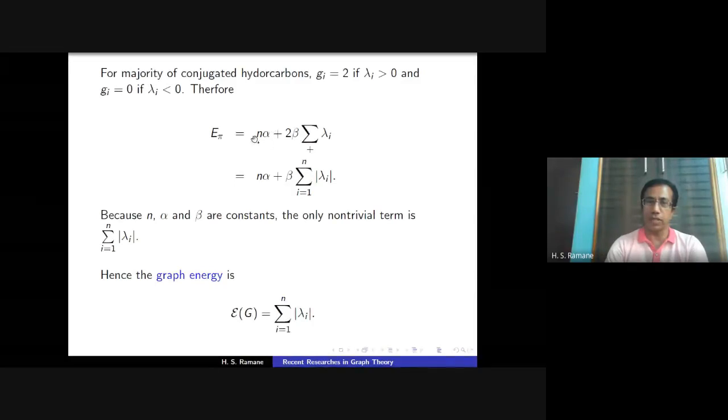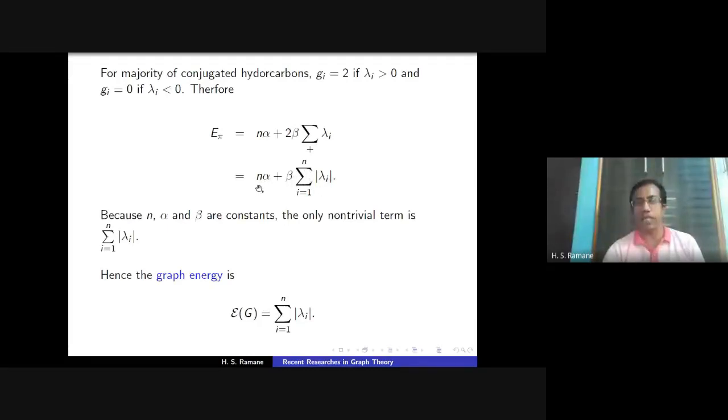So you get n alpha plus 2 times beta into the sum of lambda only for positive eigenvalues, because for the others gi is 0, so we are not considering the negative or zero eigenvalues. We know that the sum of the eigenvalues is 0, and the sum of the positive eigenvalues is the same as the sum of the negative eigenvalues with different signs. So instead of writing 2 times the summation of positive eigenvalues, this can be written as the summation of the mod of lambda, over all lambda, positive as well as negative. So it is n alpha plus beta into the sum of mod lambda.